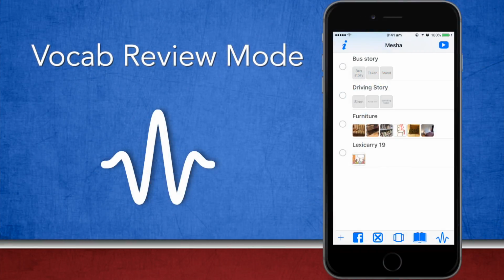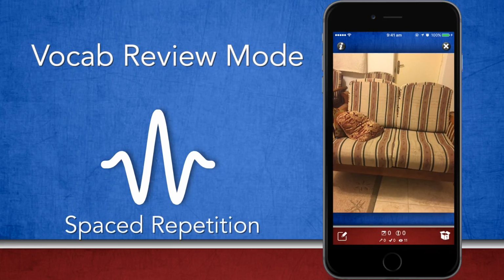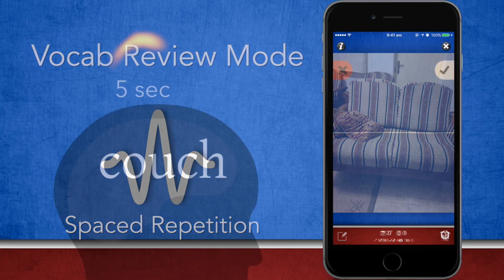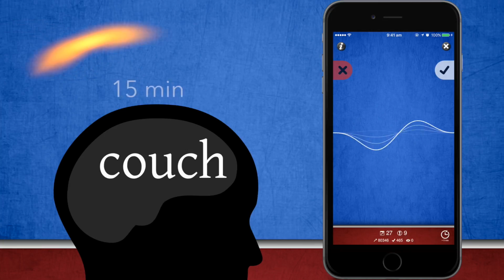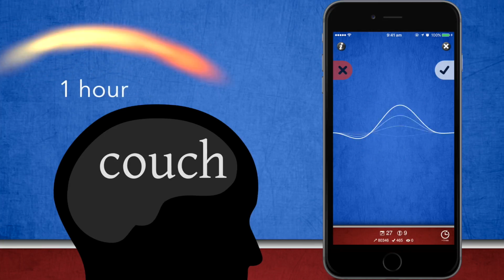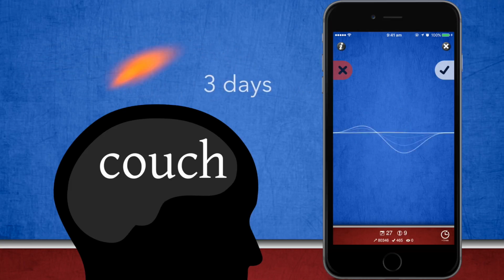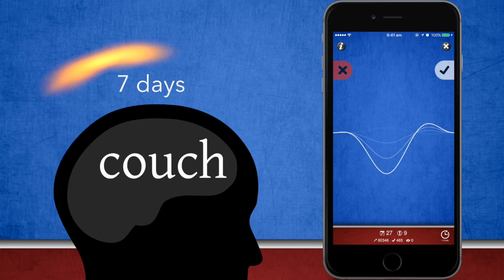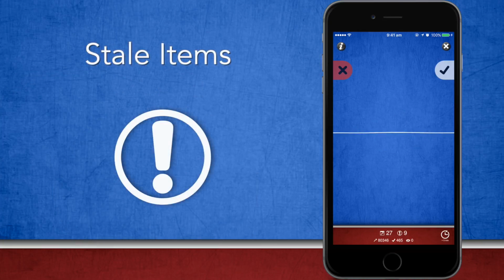To review vocab items, tap the vocab review button at the bottom right of the home screen. This mode uses spaced repetition to show you the items that you need to study next. Your memory works in that each time you are reminded of the meaning of a word, your brain can remember it for a longer time. Vocab review mode will introduce you to your new vocab words in Mesha, and then test you on them again and again at intervals that keep getting longer the better that you know them.